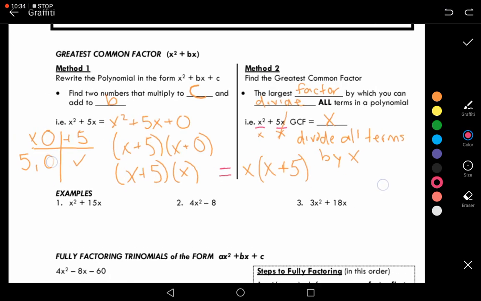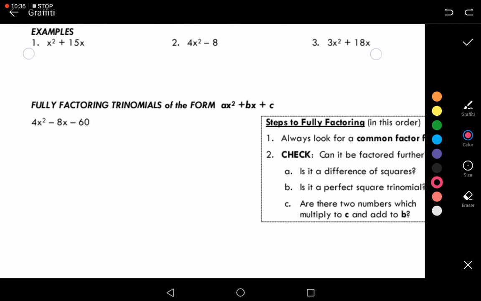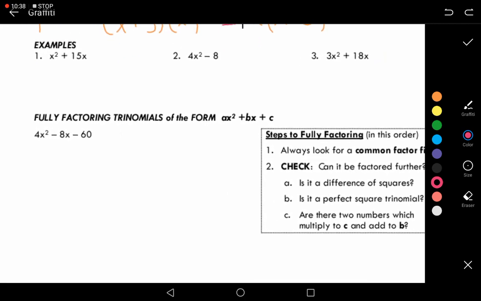Okay, let's look at a couple different examples here. We're just going to common factor in these ones, so again, we're just looking for the greatest common factor. Looking at this first one, we have x squared plus 15x. What is the largest thing that you can divide out of both of those? Okay, again, we have 1x squared and 15. So 1 and 15 will both only divide by 1, so that's not going to help us.